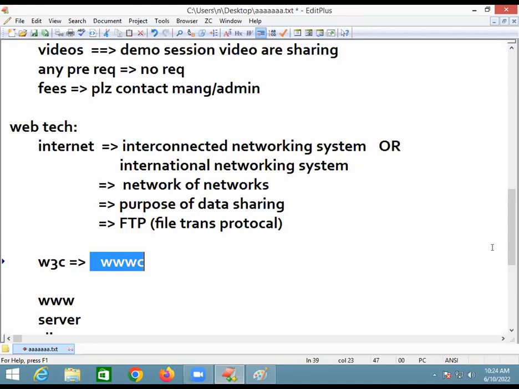There is no owner for the internet. There is no owner for the web. It's an open platform monitored by some group of people. The team name is called the W3C.